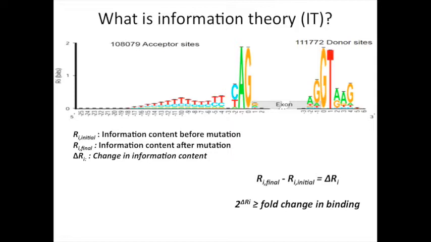Information theory, or IT, quantifies information in bits and can be applied to almost any discipline that involves communication. It's the reason we're able to use our cell phones to carry on multiple conversations over the same network at the same time. Known donor and acceptor sites across the genome are used to create these sequence logos that we see here on this slide.